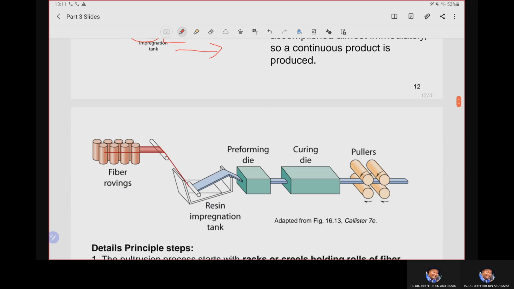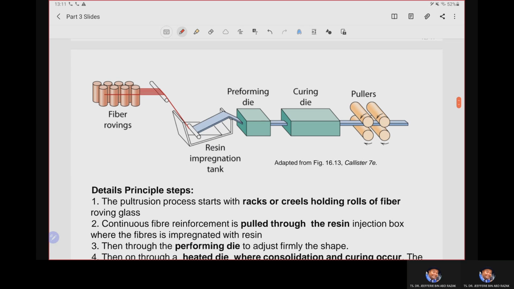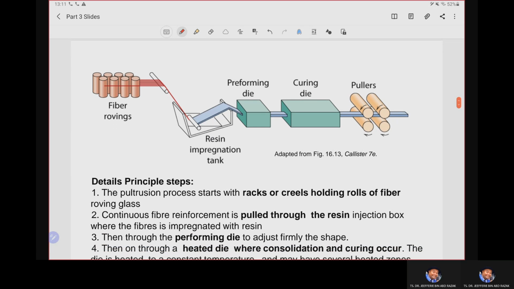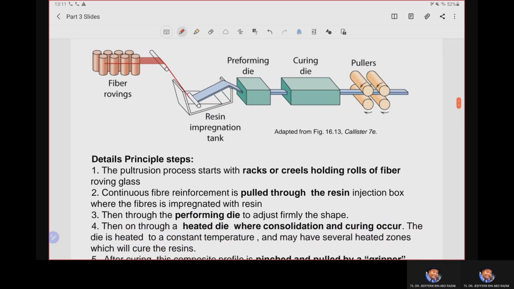Next, this slide will guide you on how to describe the pultrusion process step by step. As you can see here, there are 5 important sections in this typical pultrusion manufacturing line. It starts with the fiber roving supply, the first section, followed by the resin impregnation tank, the second section, the preforming die, the third section, the curing die, the fourth section, and the pullers as our finisher, the fifth section.